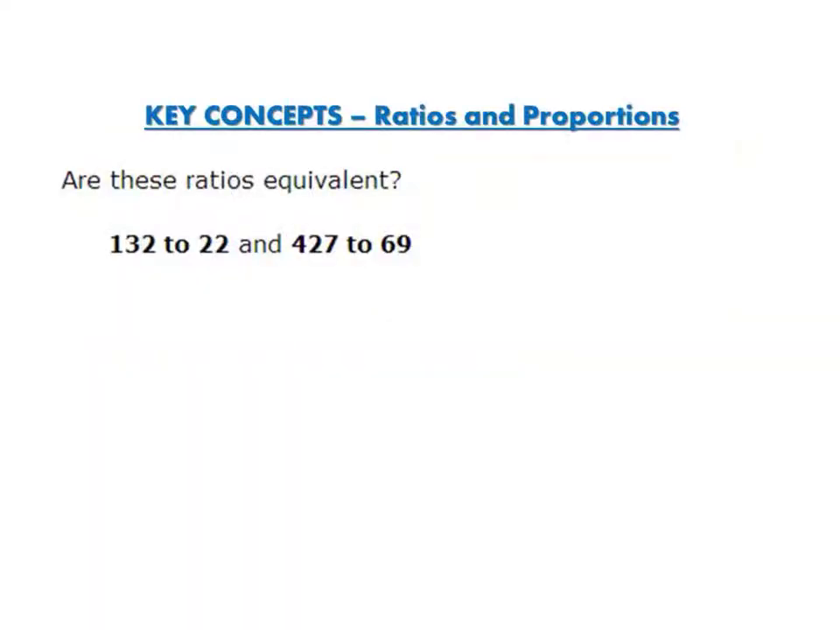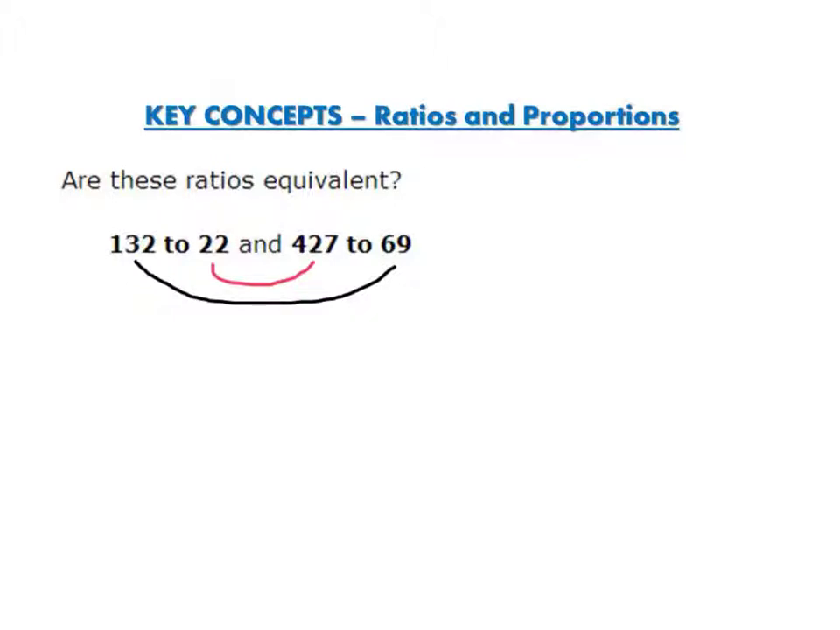All right, here's my first one, and the question is asked, are these ratios equivalent? So I have 132 to 22 and 427 to 69. So I'm going to multiply the extremes together, and then I'm going to multiply the means together and see if I get the same number.